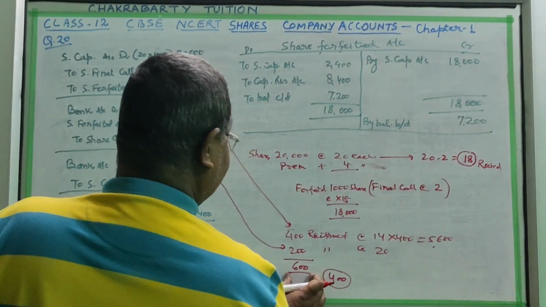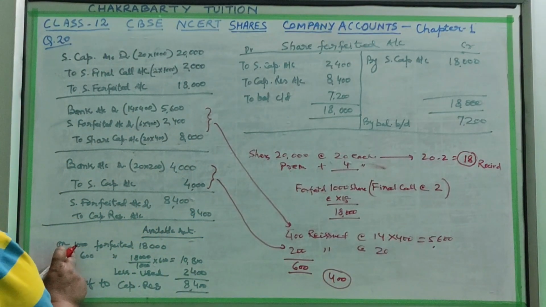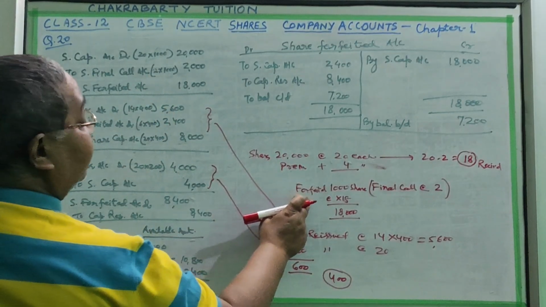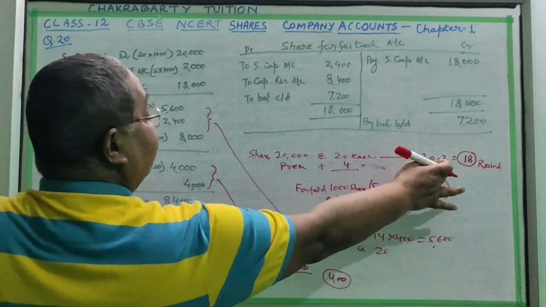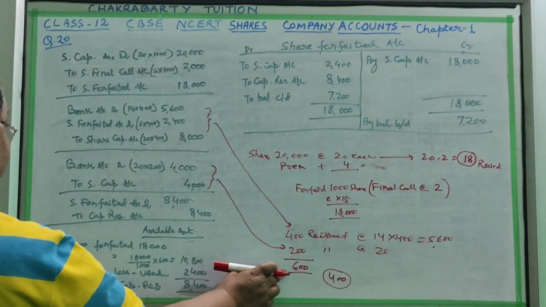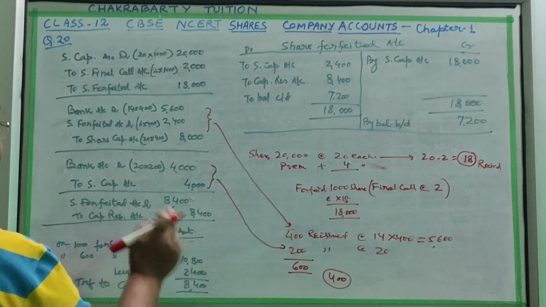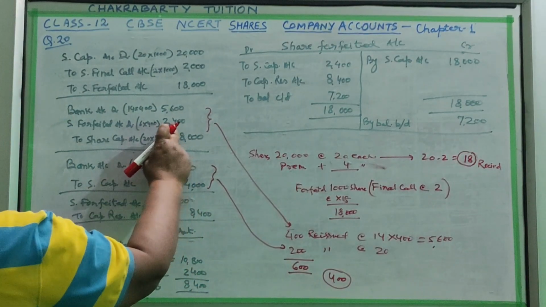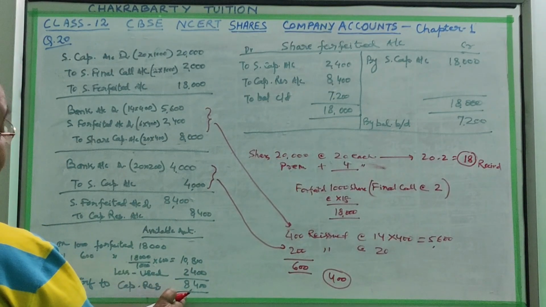So for 600 shares, how much amount was forfeited? Here we will make the available amount calculation. For 1,000 shares we have forfeited an amount of 18,000, at the rate of 18 on 1,000 shares. So for 600 shares that we reissued, the forfeited amount is 18 into 600, which is 10,800. Now, out of this, 2,400 you have used from share forfeit. So how much will go to capital reserve? The rest will go to the capital reserve.